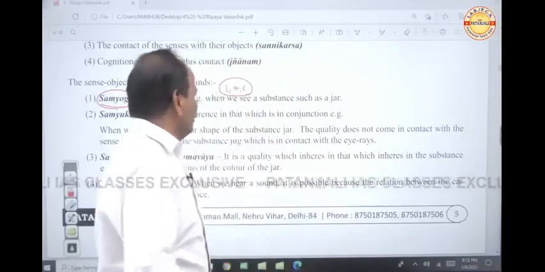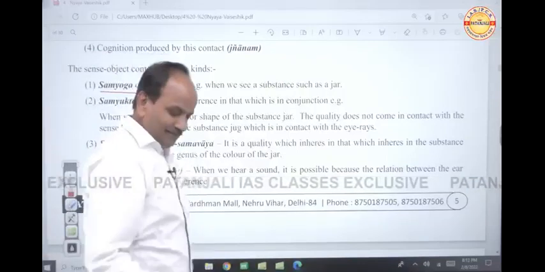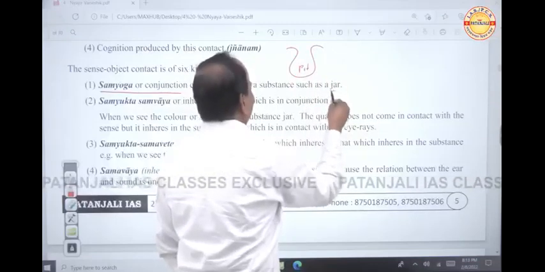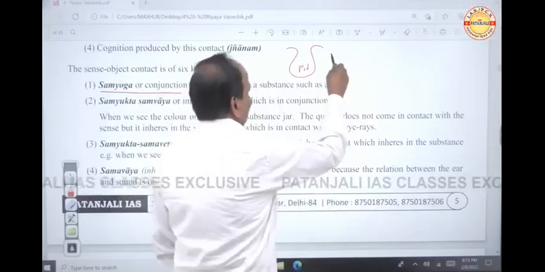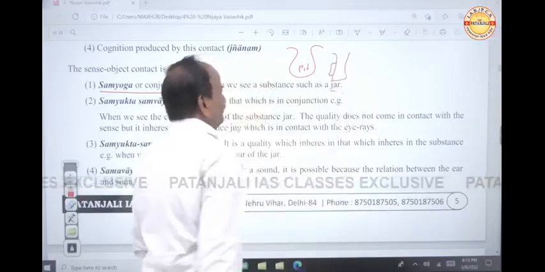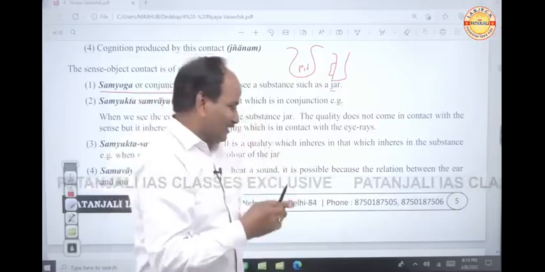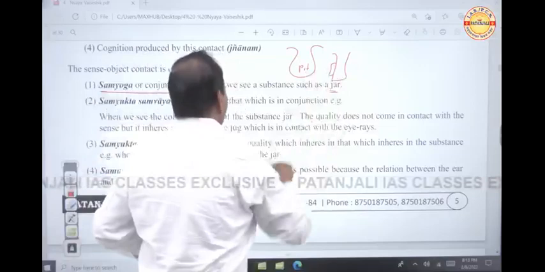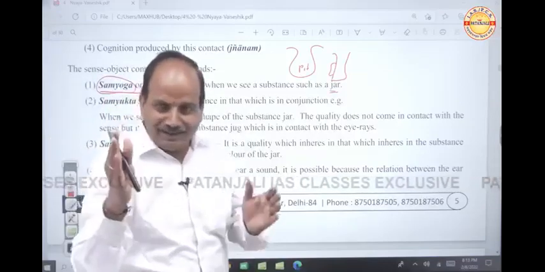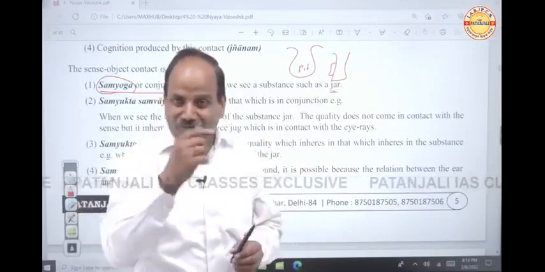For example, see, sanyog, conjunction. Imagine this is a jar, a pot. Your eyes are coming into contact with this pot or jar. So this one is called sanyog, contact, conjunction. Right now your eyes are coming into contact with the jar, and you can say pot. So this one is sanyog, contact between eyes and object.